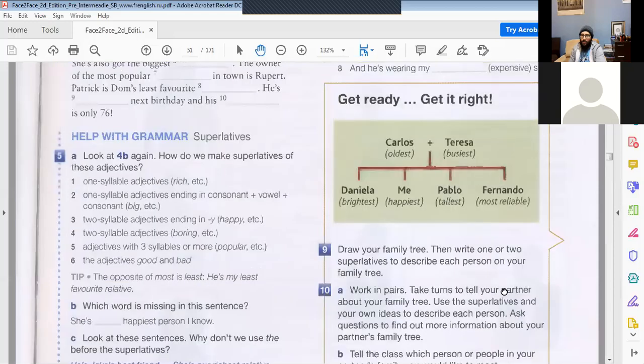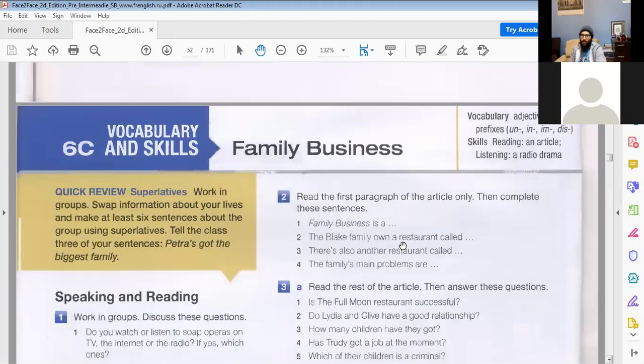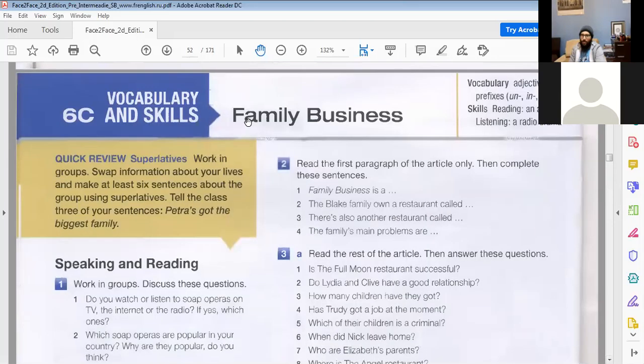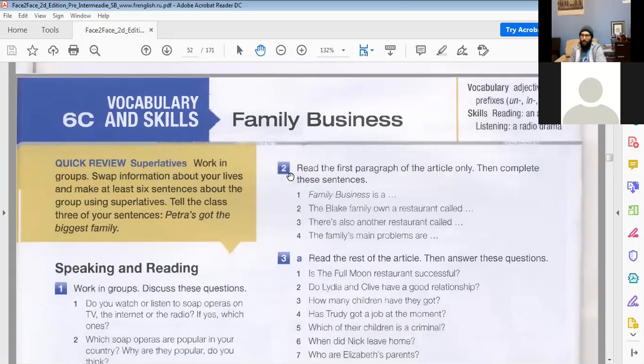Okay, family tree, draw your family trees. I think we can skip this one. All right, now this is nice. Here in this lesson, it's actually quite interesting because we'll listen to a soap opera. Okay, but before I explain what it is, the lesson is called Family Business. What do you think it's about when we say family business? What do we mean when we say family business?